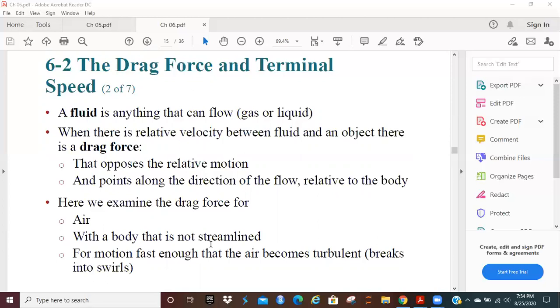So when there is a relative velocity between the fluid and an object, in other words, if one is moving at a certain speed relative to the other, you're going to have a drag force. The drag force is going to act like friction. It's going to resist the direction of movement.